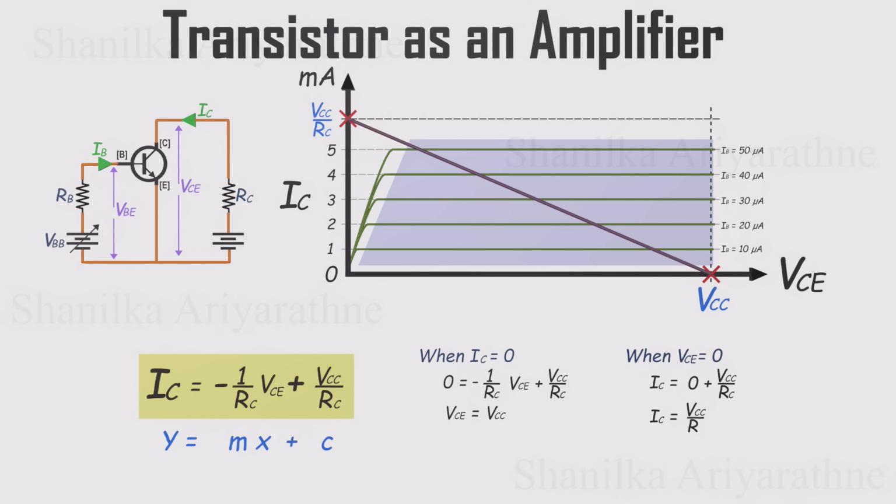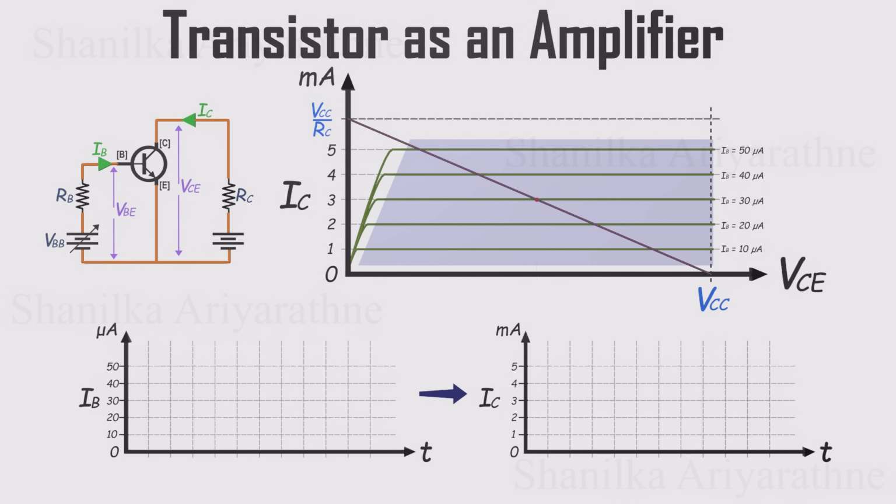This line shows all the possible operating points for the transistor in that particular circuit. And it's more than just a line, it's a powerful visualization tool that lets us predict exactly how the transistor will respond when we apply different signals. So now let's take this load line and use it to visualize how amplification actually works.